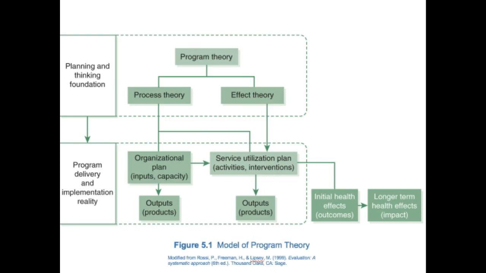In the graphic, you can see there are two main components of the program theory. The left side, which is about resources and actions, is called the process theory. And the right side, which is about interventions and outcomes, is called effect theory. Both a program theory and logic model are roadmaps to creating a successful program.